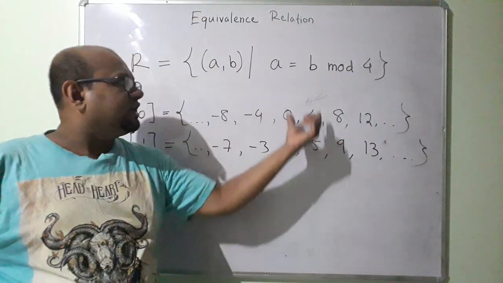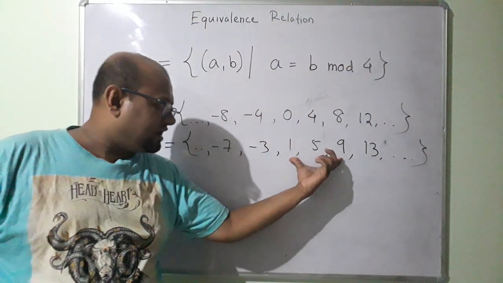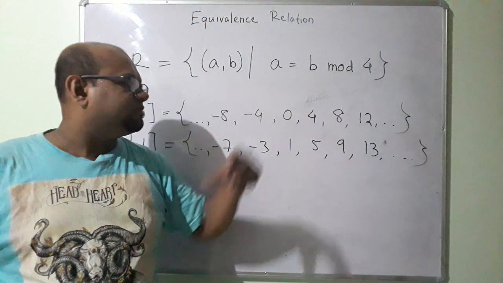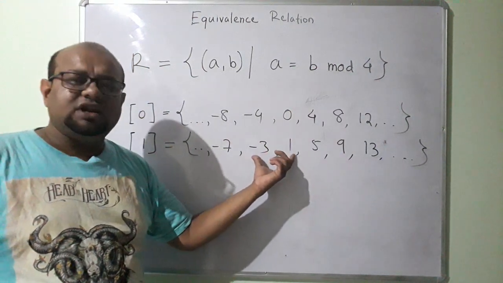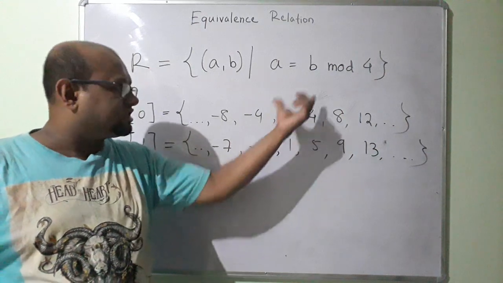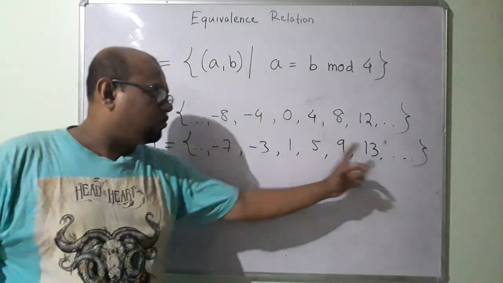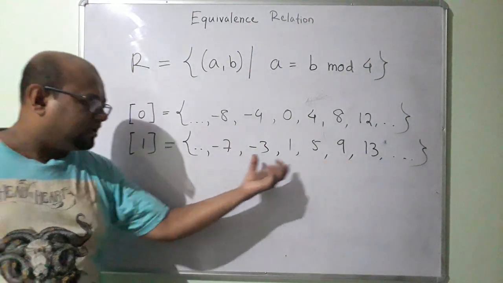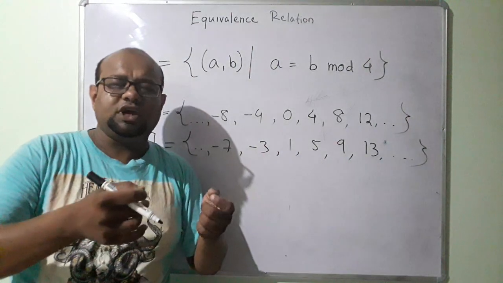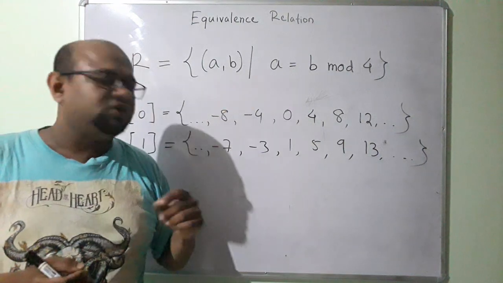5 minus 1, it will be divisible by 4. 9 minus 1, 8 is divisible by 4. Take -3 minus 1. Alright, -3 minus 1 is -4. It is divisible by 4. So all these elements in this set, you pick any two, that will belong to the relation.